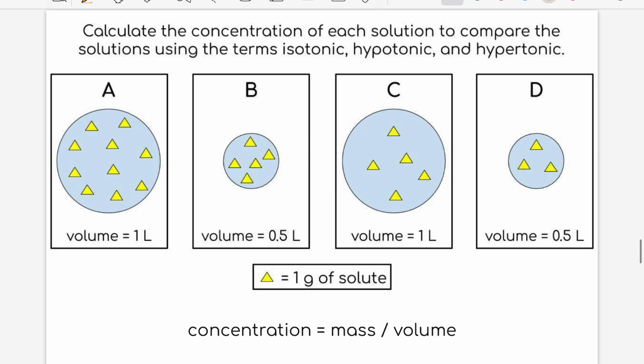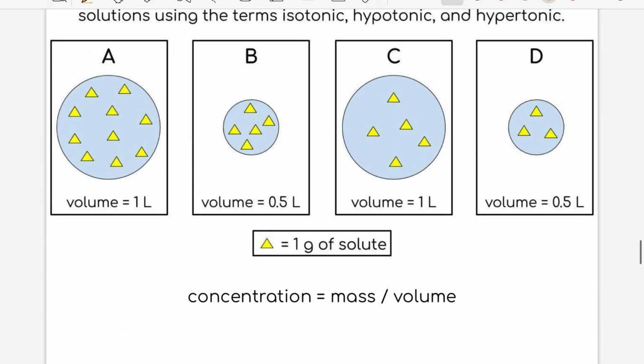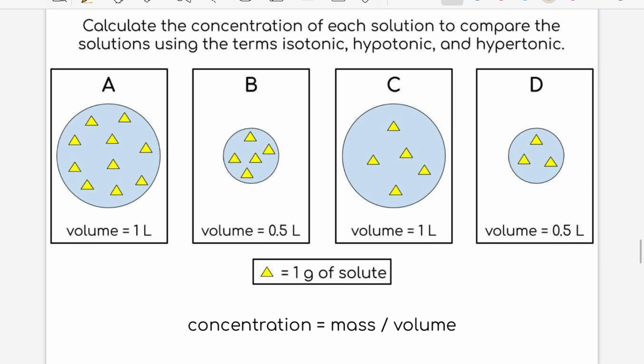Now, if we're changing the volume, you could do the same thing. So now we're being explicit about the volume. So now this one here is solution A, I think it's the same. 1, 2, 3, 4, 5, 6, 7, 8, 9, 10. Oh, no, it's not. So this one here is 10. The concentration is equal to 10 grams per 1 liter, which equals 10 grams per liter.